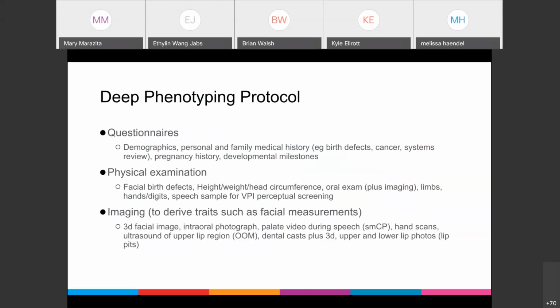So we take various types of imaging: 3D facial images, intraoral photographs, palate videos during speech, hand scans, ultrasounds, dental casts, upper and lower lip photos, etc. And we have all of those images in various types of file formats. But in addition, we derive summary variables from those images.